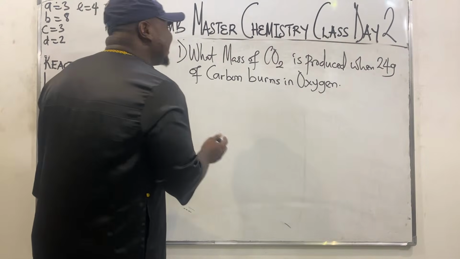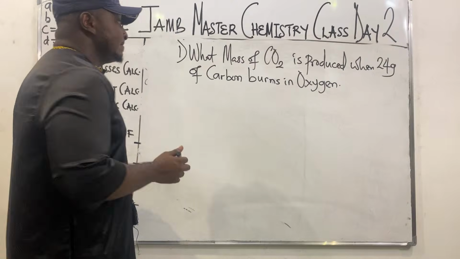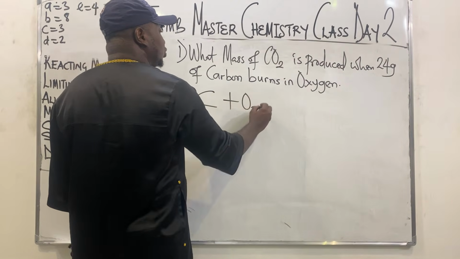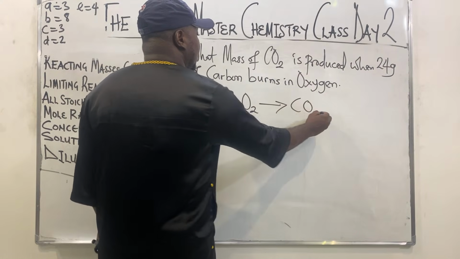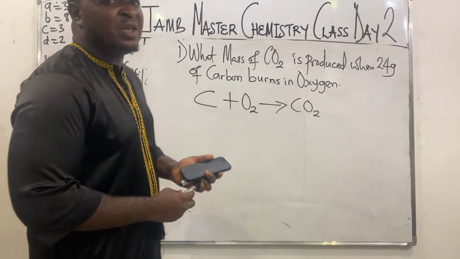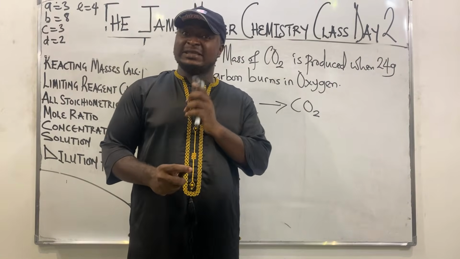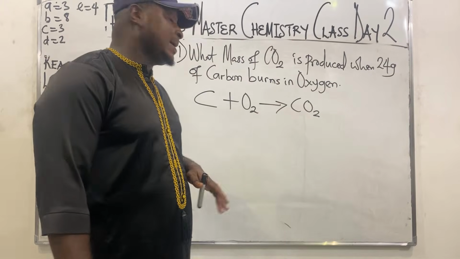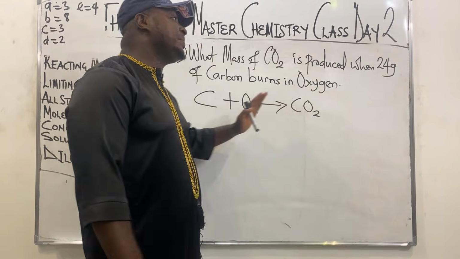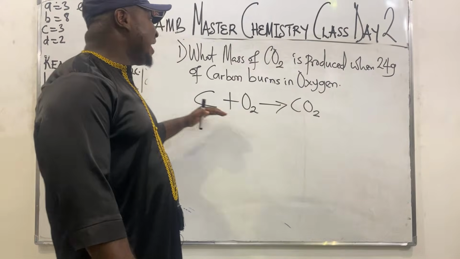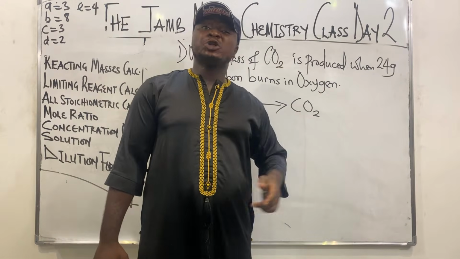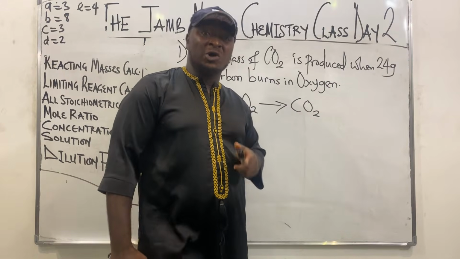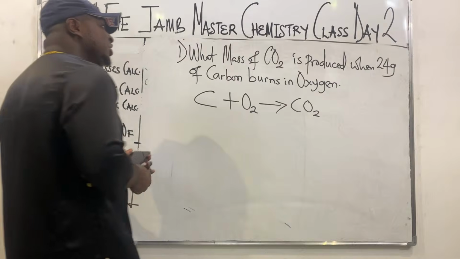Class, this is a reacting mass question. The equation, obviously, is C plus O2 to give CO2. Class, the first temptation they will give you in the exam, they will give you an equation that is not balanced. Most students will just start solving without balancing it. But class, you are lucky, this particular equation is actually balanced. But please, before you start solving any question in stoichiometry, always identify if the equation is balanced or not. We are lucky this equation is balanced.